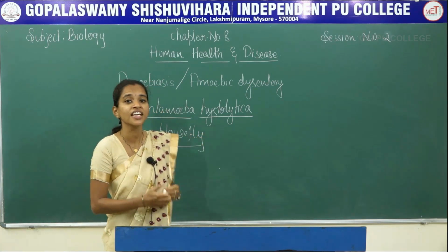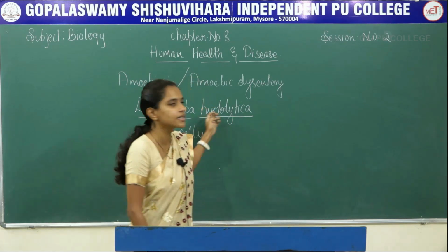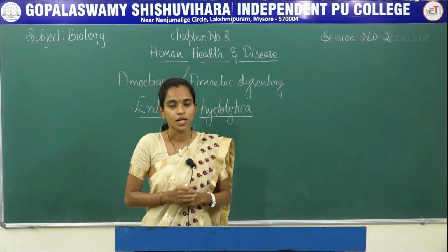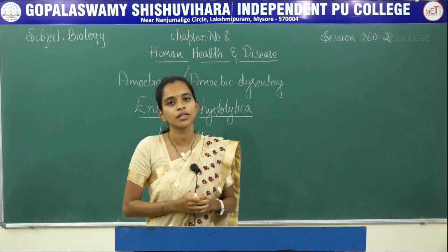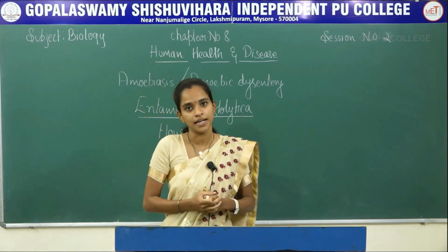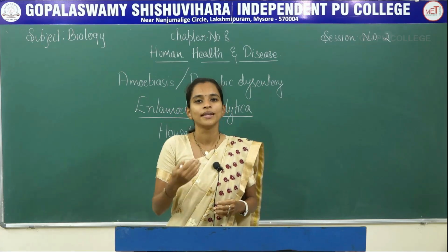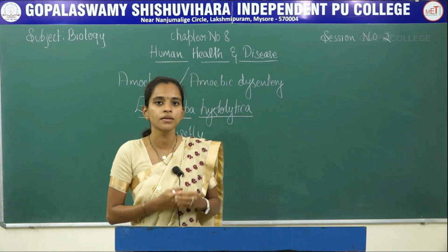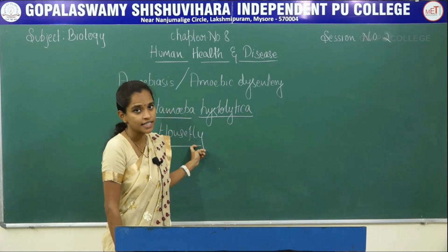Along with the fecal matter of an infected person, these Entamoeba histolytica will be removed. If a housefly sits on this fecal matter and sits on any food or drink which you consume and contaminates it, then there are chances that Entamoeba histolytica can be transferred into a healthy human. So housefly acts as a vector here.